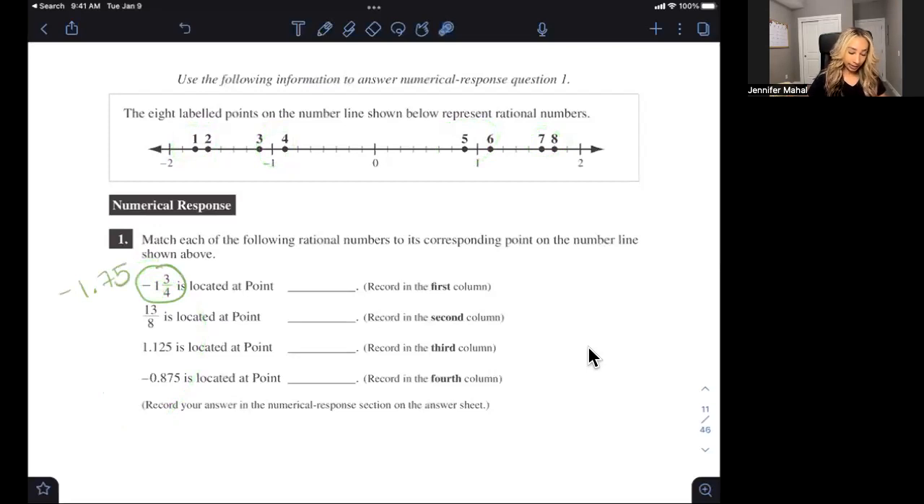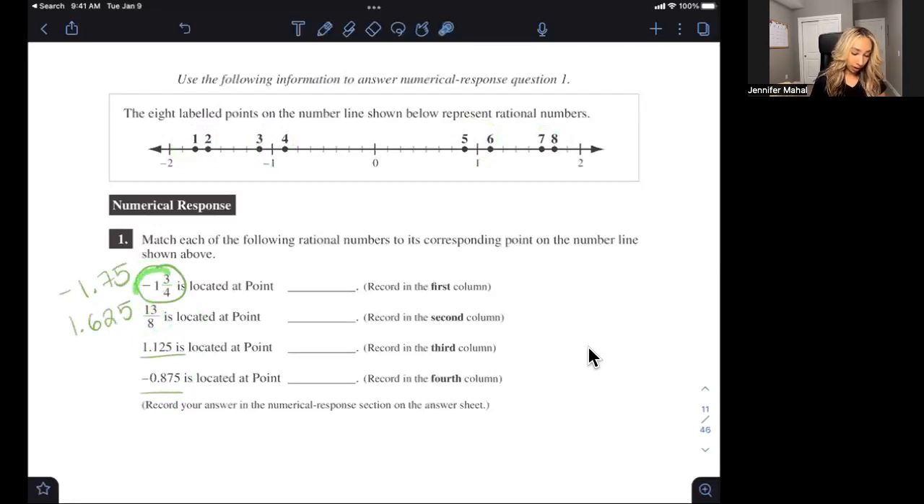The next one is going to be 13/8. So we need to think about what's the closest I can get 13 to go into 8 as a decimal. It's going to be about one whole and a little bit left over. So as a decimal with this one, it's going to be 1.625. Almost always the ones that end in 8 are going to be like that, ending in 0.25. Now, the other two are going to be a little bit simpler. They are actually just given to us in decimal form: 1.125 and -0.875. So now we just have to start to order them.